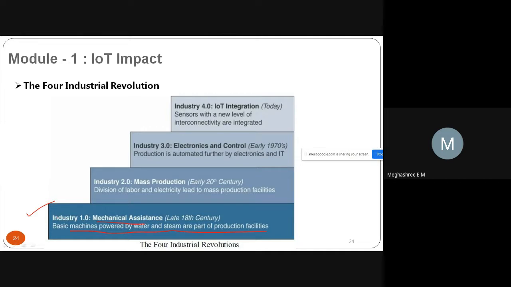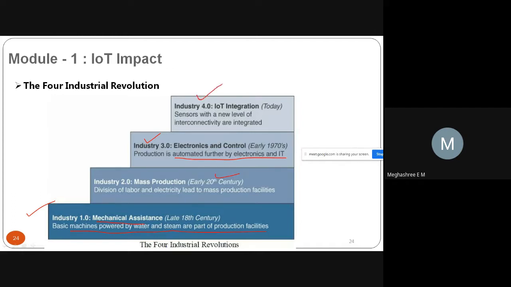Okay, the first industrial revolution occurred in Europe. The second industrial revolution took place in the early 20th century, around the 1870s. During this revolution, there was the introduction of the electrical grid and mass production facilities. After this, the third, Industry 3.0, is all about electronics and control. It was in the early 1970s, where production was further automated by electronics and IT facilities.